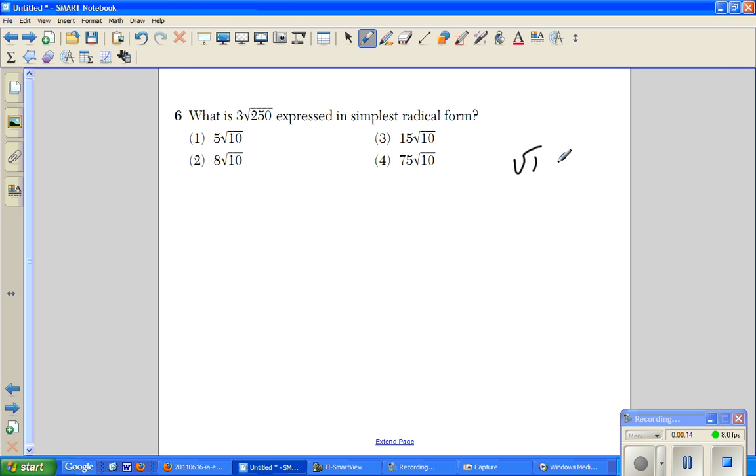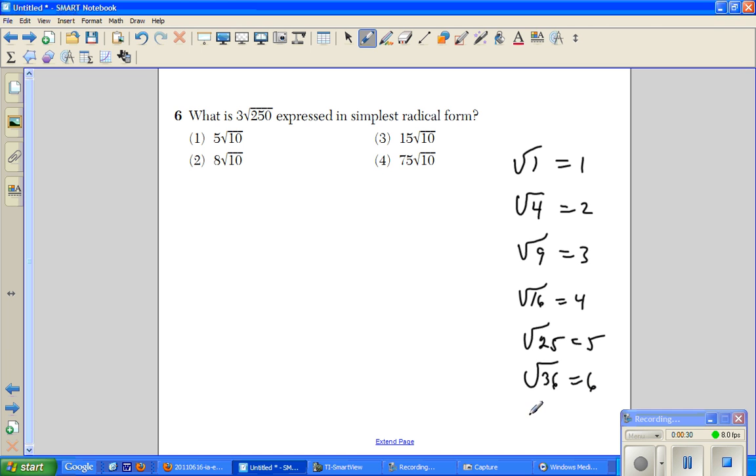The square root of 1 equals 1. The square root of 4 equals 2. The square root of 9 equals 3. The square root of 16 equals 4. The square root of 25 equals 5. The square root of 36 equals 6. The square root of 49 equals 7. The square root of 64 equals 8. I like to keep going all the way up to the square root of 100.